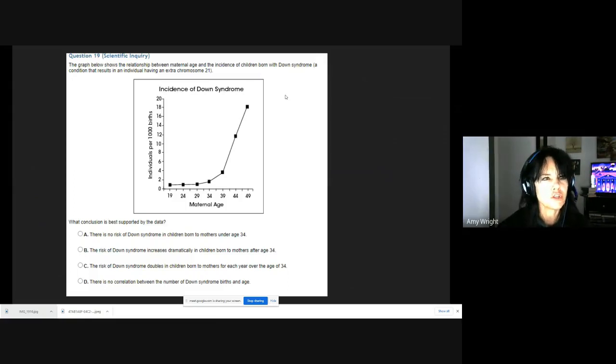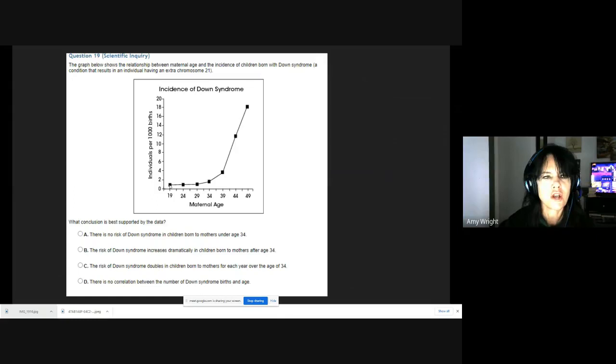The graph below shows the relationship between maternal age and the incidence of children born with Down syndrome, a condition that results in an individual having an extra chromosome 21. Now, let's look at this chart, okay? And you always want to study all parts of a chart. It'll really help you, I promise. So you have individuals per 1,000 births, and up here, your title is Incidence of Down syndrome, and your maternal age.